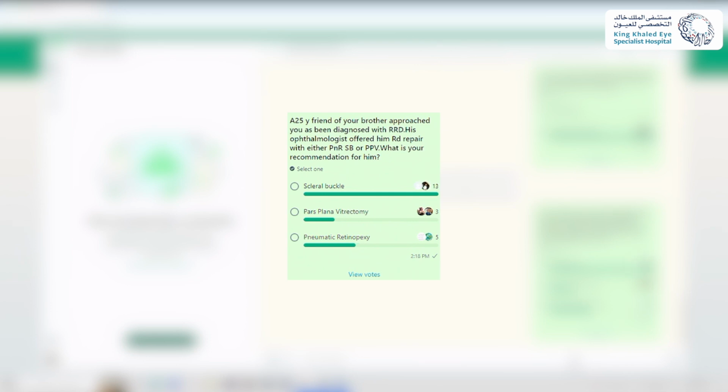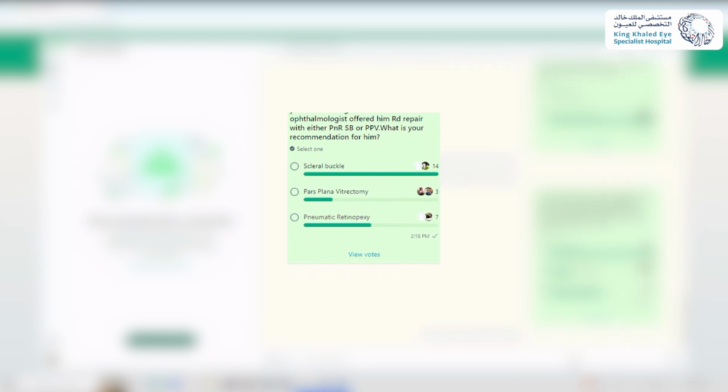So now, again, we are just stressing on the same point. When you have a consultation from your friend by phone about his case, or his colleague's or brother's case, you cannot judge unless you have the full data. This is a young patient with fresh RD, and the doctor offers him the full procedures. So there is mostly an indication for each procedure, but you don't know what the limitations are.